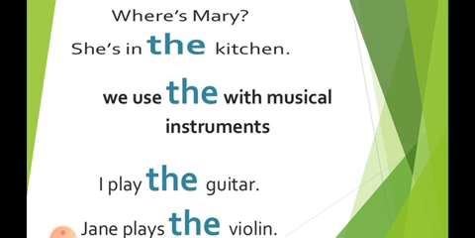Where is Mary? She's in the kitchen. Here we are specifying the kitchen, so before kitchen we should write article the. We use the with musical instruments. I play the guitar. So before musical instruments we have to use article the. I play the guitar. Jane plays the violin. So before musical instruments we use the definite article the.